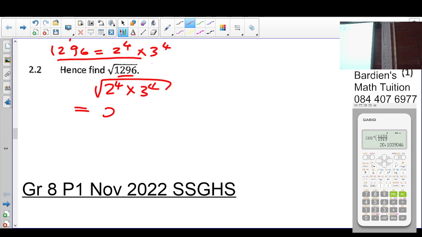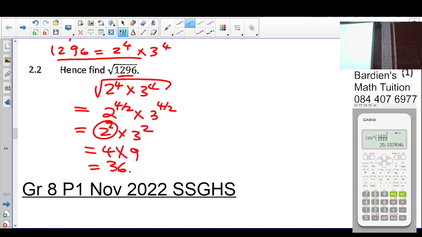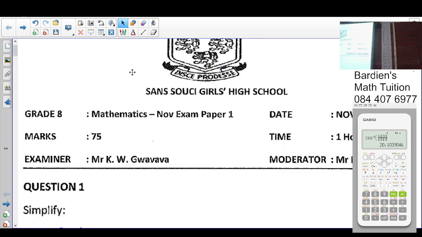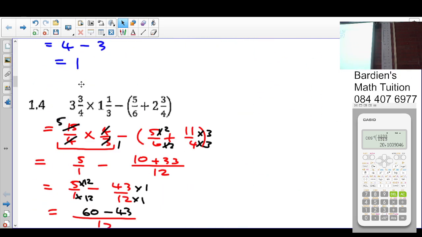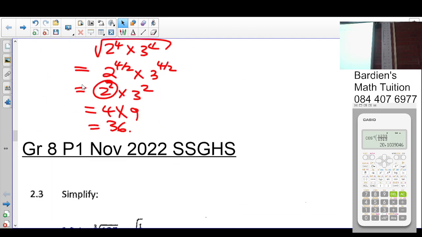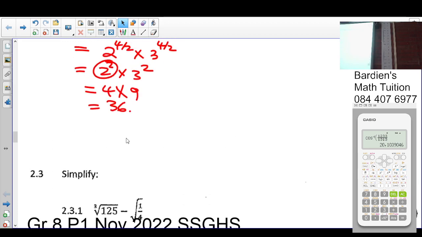So what's the square root of 2 to the 4? It's going to be 2 to the 4 over 2 times 3 to the 4 over 2. That will give you 2 to the 4 over 2 is 2, times 3 to the 4 over 2 is 2. 2 squared times 3 squared is 36. I don't know why we gave you 1 mark there. I would have given you definitely more than that. So I'll give you 2 or 3 marks. Quite a bit of calculation involved.